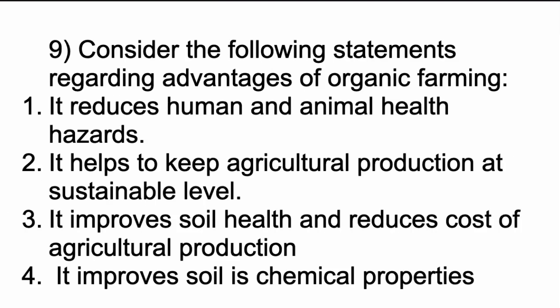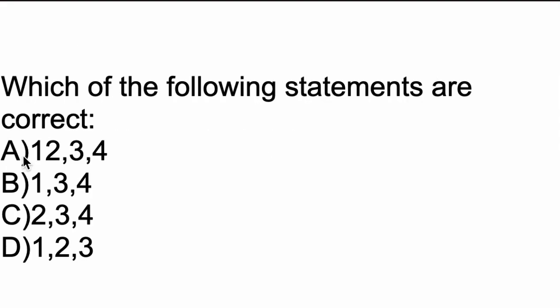Ninth question. Consider the following statements regarding advantages of organic farming. First, it reduces human and animal health hazards. Second, it helps to keep agricultural production at a sustainable level. Third, it improves soil health and reduces cost of agricultural production. Fourth statement, it improves soil chemical properties. So all these statements are correct regarding organic farming. So option A is the correct answer.